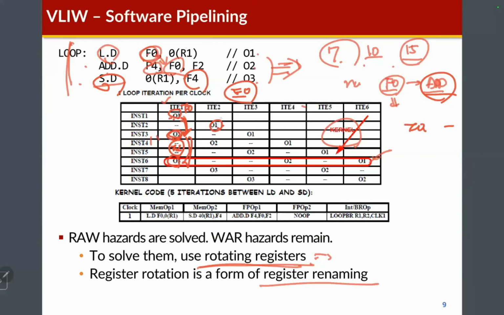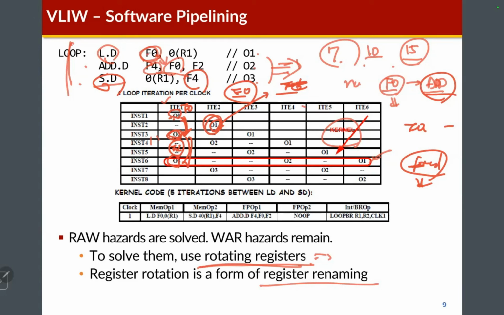But O1 is here. So actually, we need to assign a new register for this O1, like a different register number, like F5, some different number. But the number of architectural registers is fixed. It's not easy to find the available architectural registers in this case.